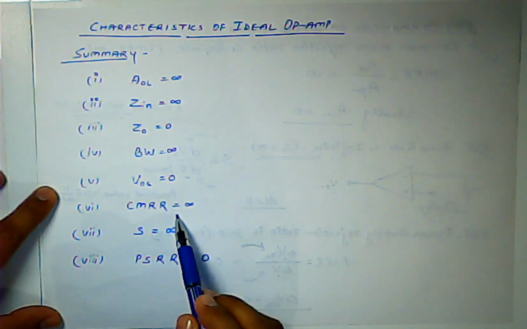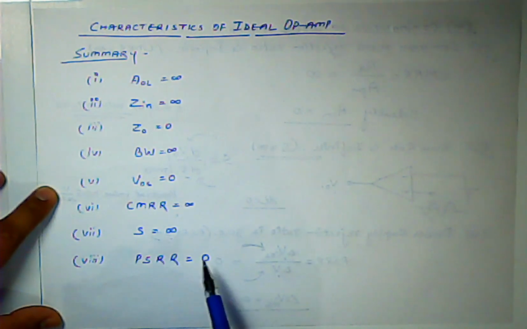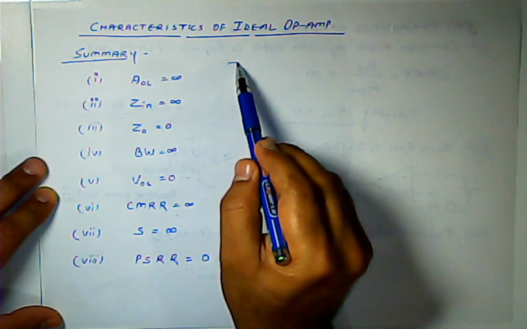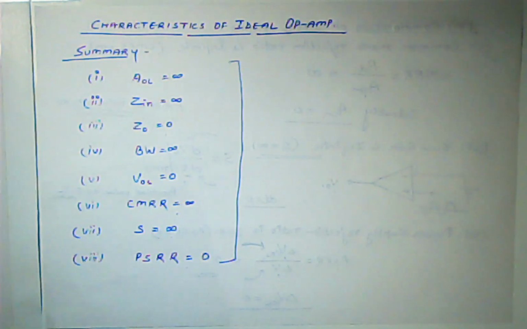Next property is CMRR is infinite. Common mode rejection ratio is infinite. Slew rate is infinite. And PSRR is 0. So we can summarize this like so. These are the characteristics of ideal op-amp.